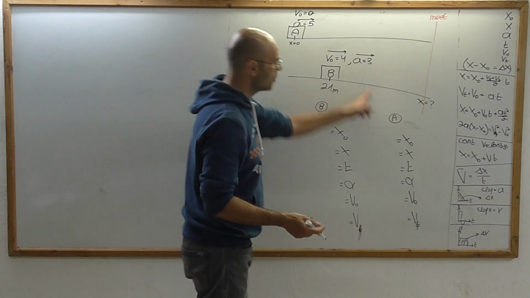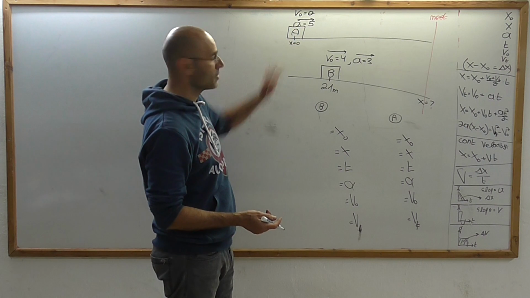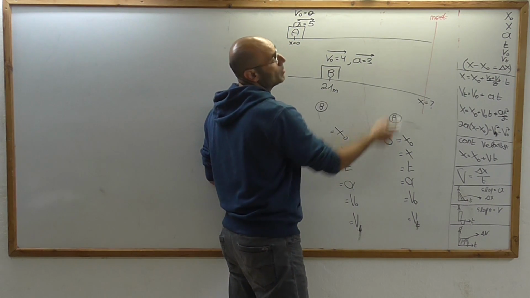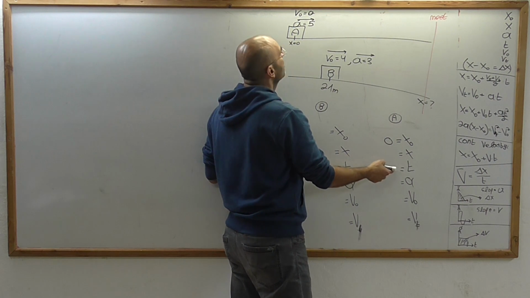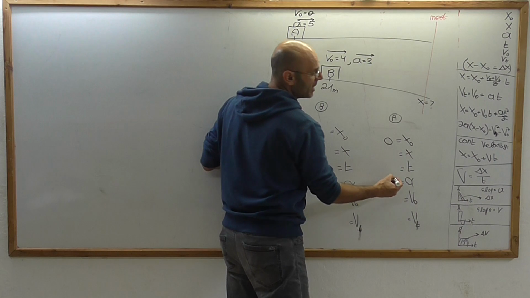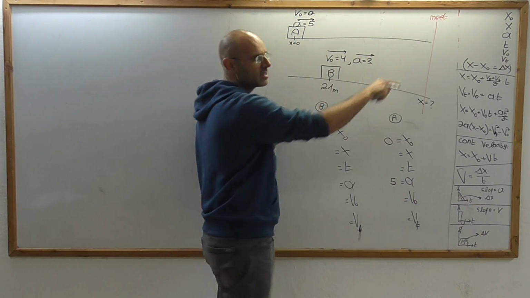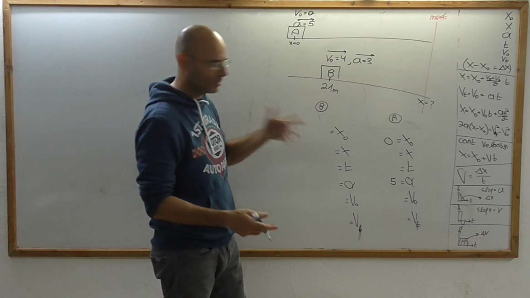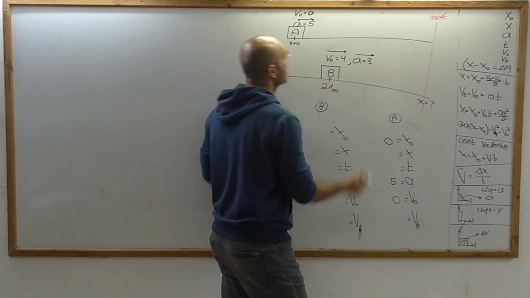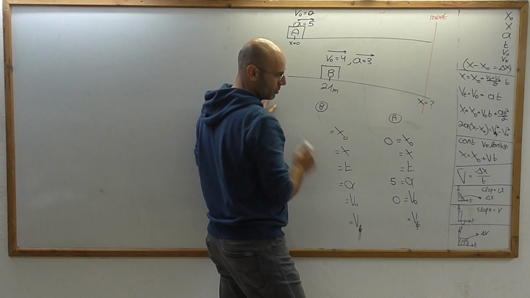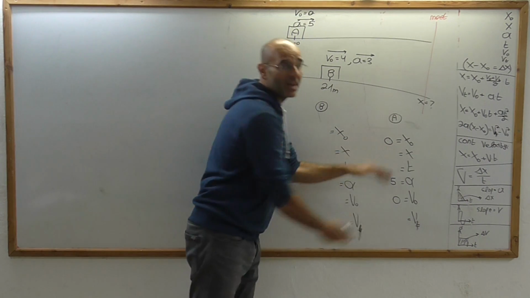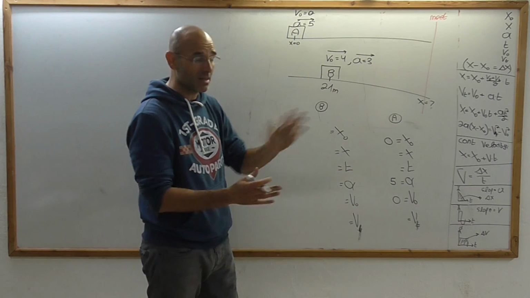Let's write everything we know about the first one. X0 is 0. X final I don't know because I don't know where they're going to meet. T final, I don't have a clue. A is 5 because the positive direction is this way and it accelerates. V initial is 0, it starts from rest. V final I don't know. So I only have 2 from the 5. I can calculate nothing.